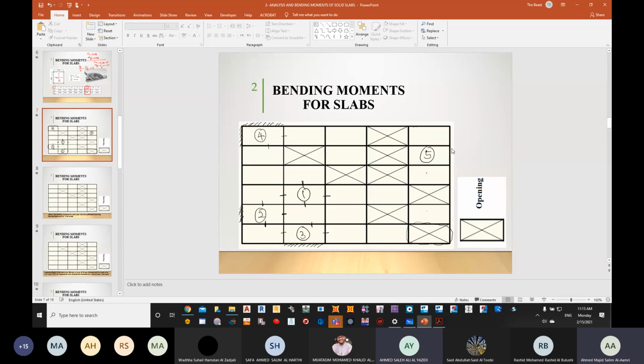Is it one discontinuous only? Okay, one minute. Is it discontinuous from this side? Do we have a slab on the right side? No. Do we have a slab on the left side? No. What is this X? It's an opening. So if it's an opening, do we have a slab? No.